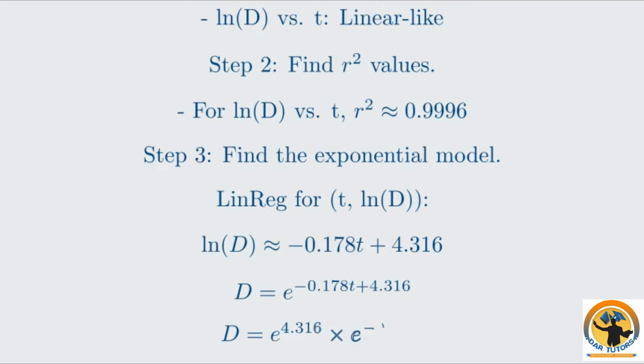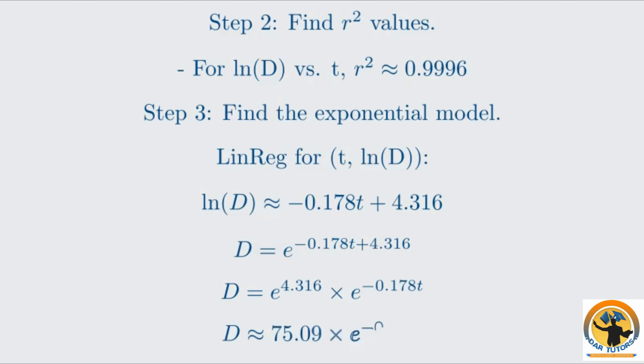Transforming back to an equation for D, we exponentiate both sides. D equals e to the power of negative 0.178 t plus 4.316. This simplifies to D equals e to the 4.316 times e to the negative 0.178 t. Calculating e to the 4.316 gives approximately 75.09.